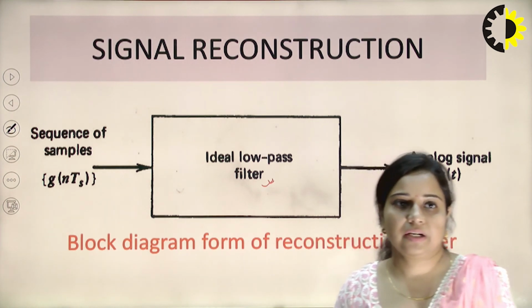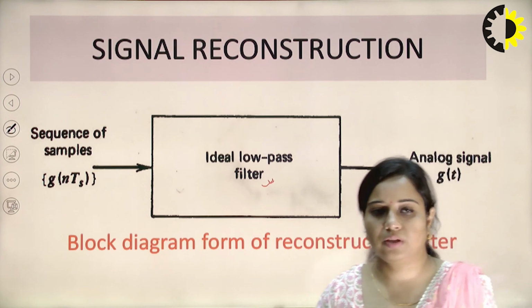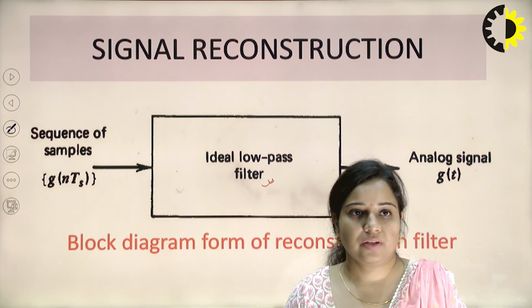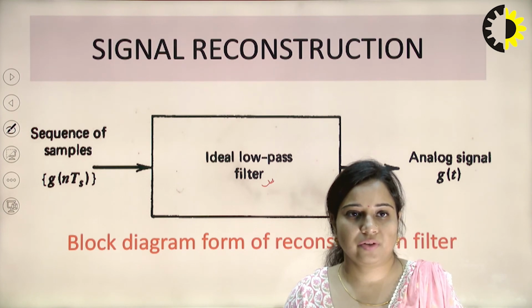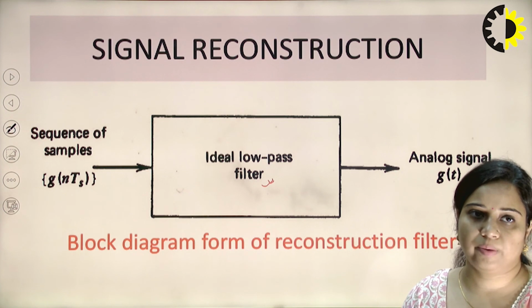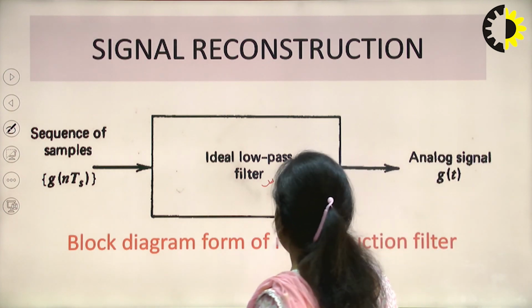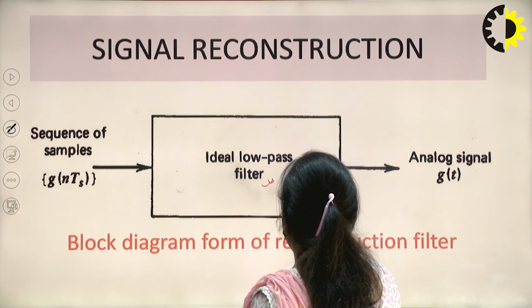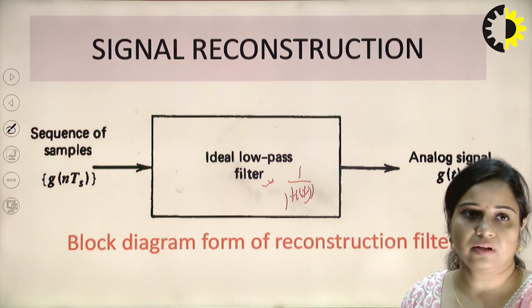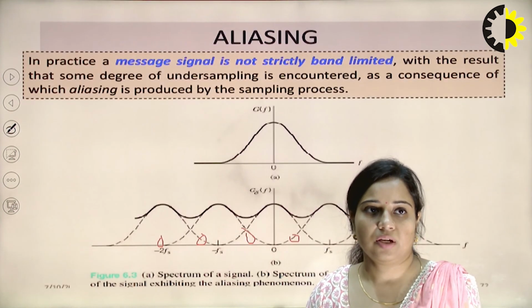So, whenever there is a problem related to the sampling frequency, then a signal reconstruction filter will be used. It is a kind of ideal low pass filter only, and its transfer function is 1 upon H(f). Whatever we have used at the transmitter side, its inverse will be the transfer function of this ideal low pass filter. So, that will be an analog signal.